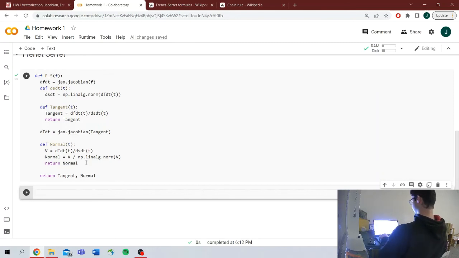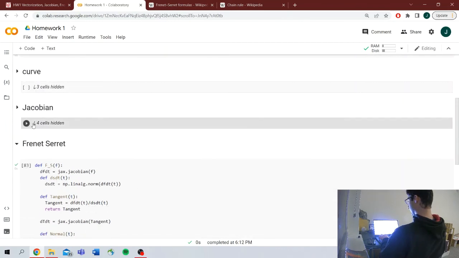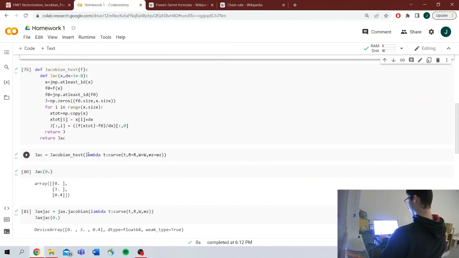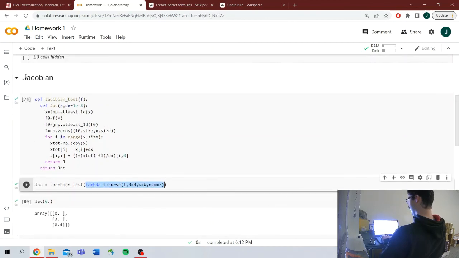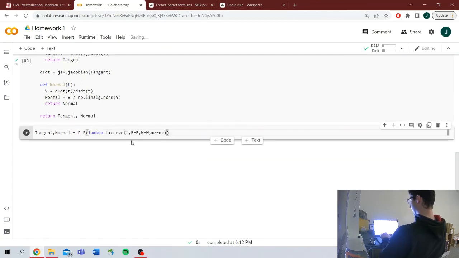So let's just make sure our function works. So tangent and normal equal f underscore s, and we're going to actually copy this over. Close that. Copy that. And run it.